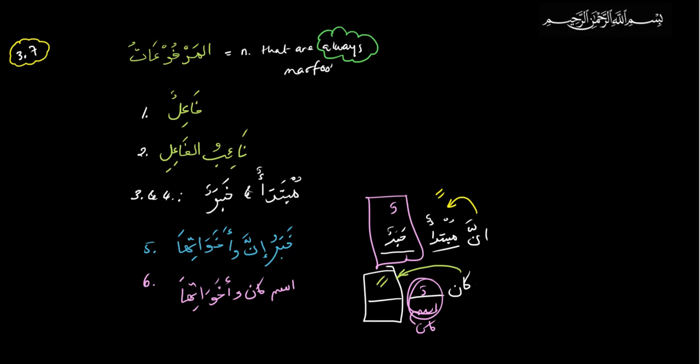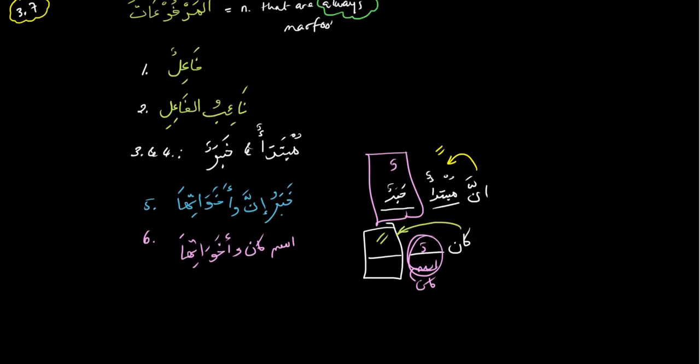Okay, so those are the two categories, I understand. Let's see what we got next. Number 7. This is a big one, so let's just see what we can do here. This is a big name here: ismu.